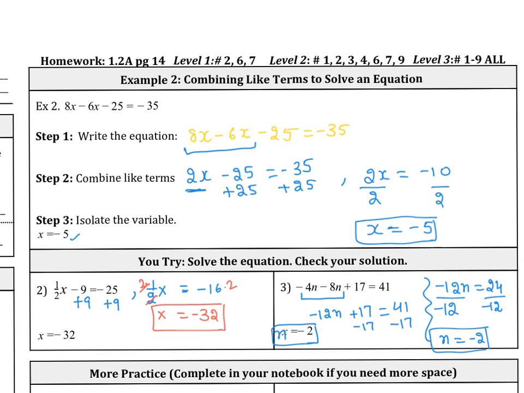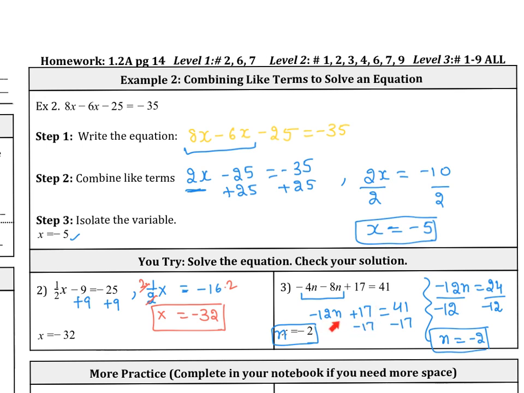For number 3, first you're going to combine the like terms, and that's going to give you negative 12n plus 17 equals 41. Isolate the variable. So this is a variable term. So subtract 17 from both sides. When you subtract 17 on both sides, this 17 and this 17 cancel.